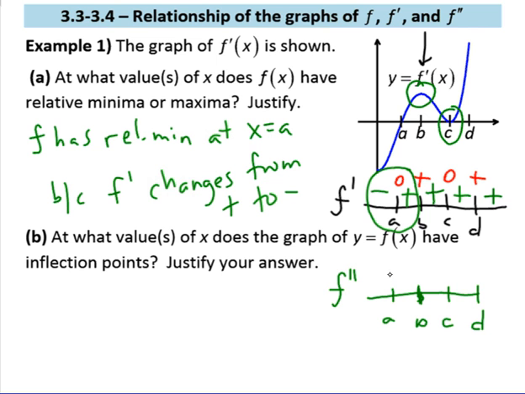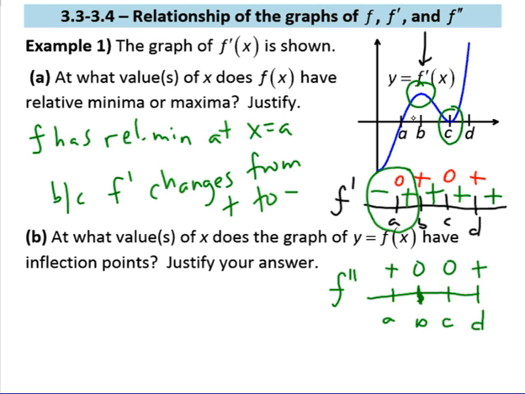At a, f double prime is increasing, so that's going to be a positive. At b, f double prime has a slope of 0. At c, f double prime also has a slope of 0. At d, f double prime is increasing, so therefore positive. Okay, so we're only concerned for a point of inflection where f double prime is equal to 0 and changes signs. So let's just look at b and c.